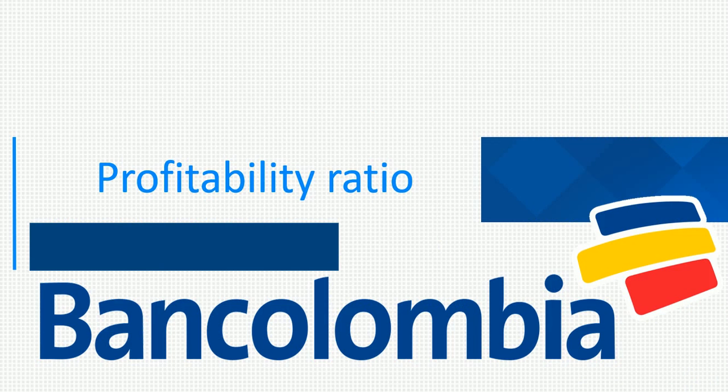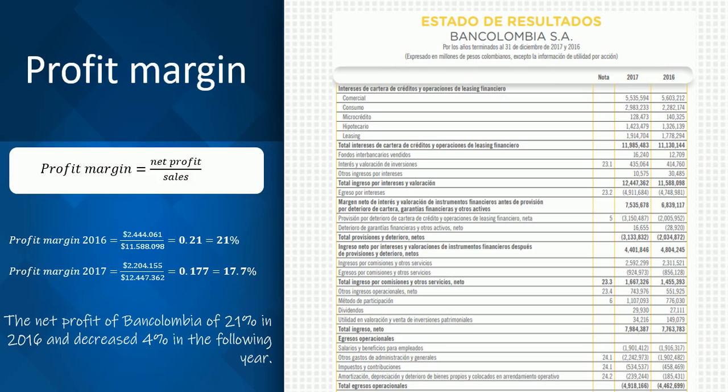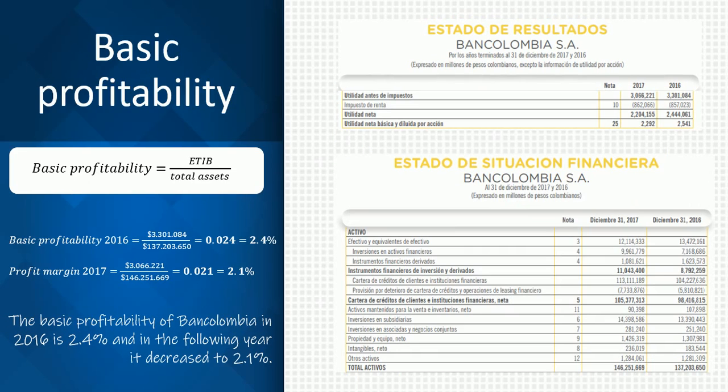And now, the profitability ratio. The net profit of Bancolombia was 21% in 2016 and decreased 4% in the following year. The basic profitability of Bancolombia in 2016 is 2.4%, and in the following year it decreased to 0.1%.